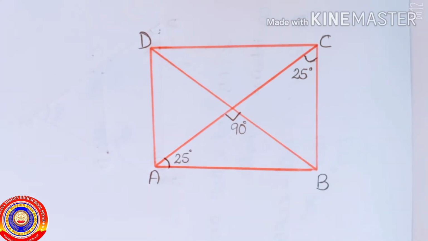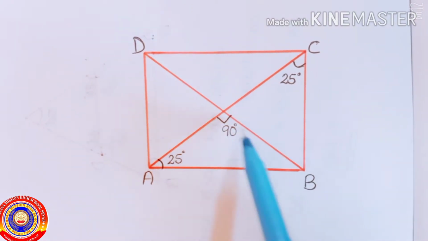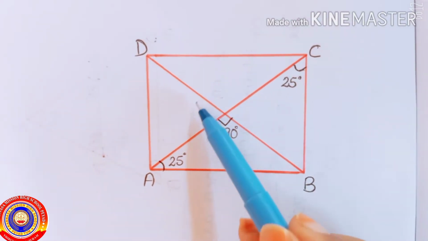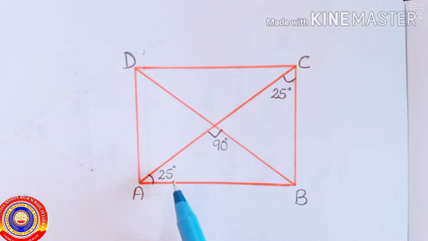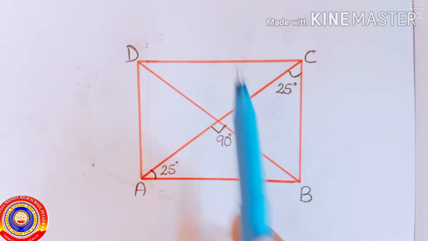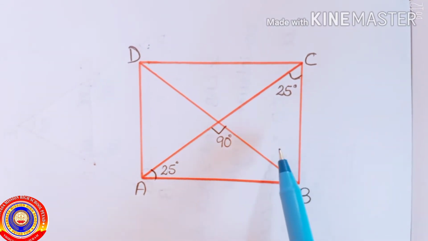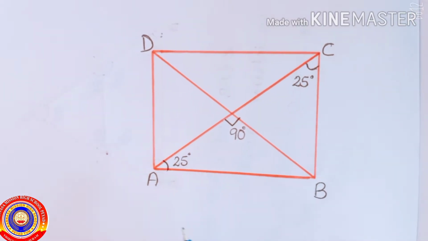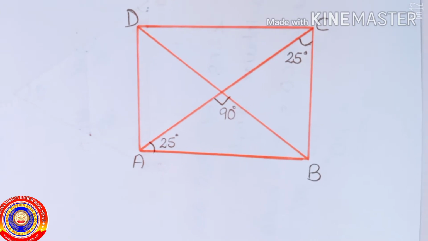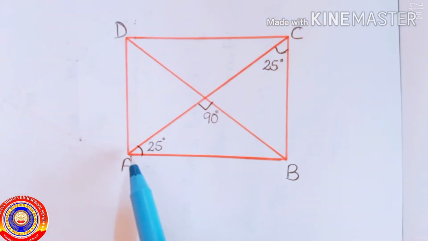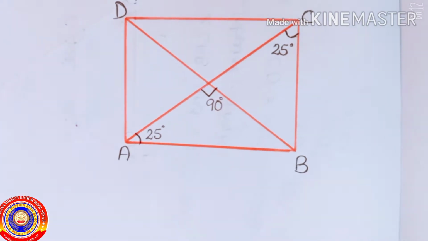Students, look at the figure. This is a parallelogram and it is divided into four triangles by the diagonals. We know that a triangle has three angles. So here there are four triangles. In total, how many angles are there in this figure? Yes, 12 angles. 3 angle measurements are given. So, we have to find the other angles.